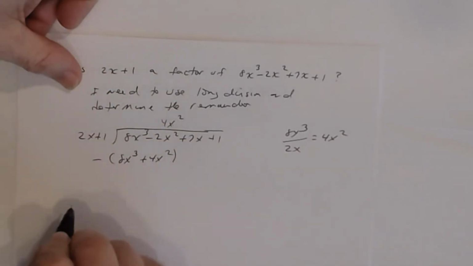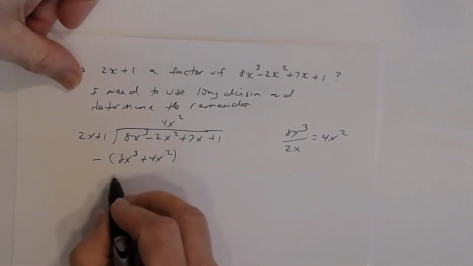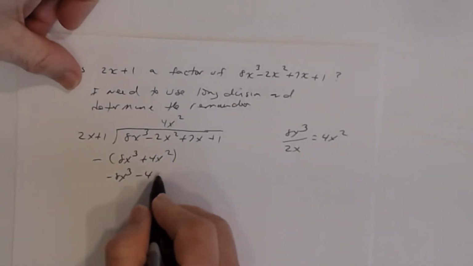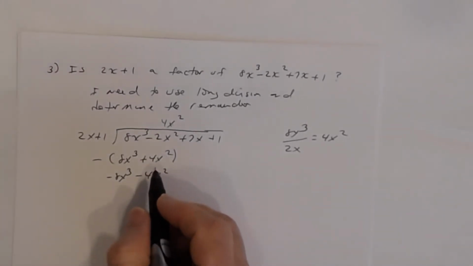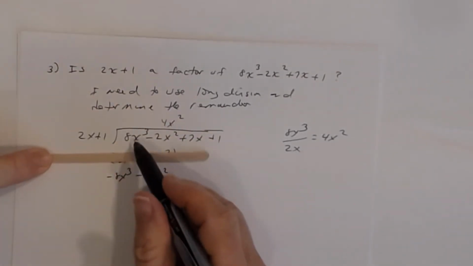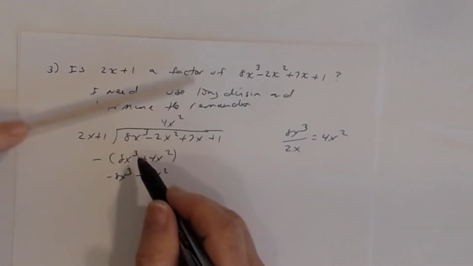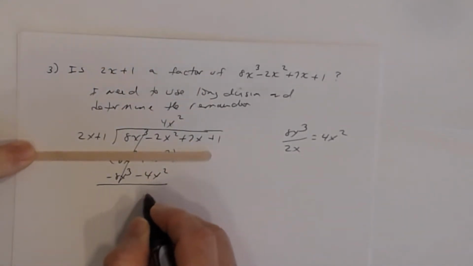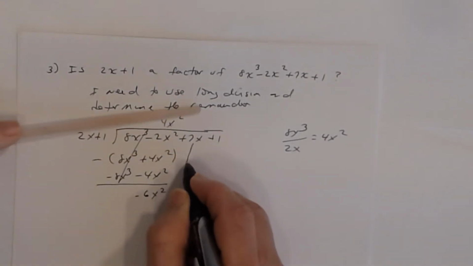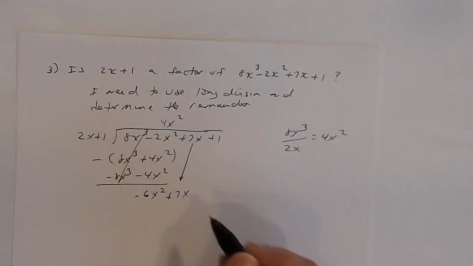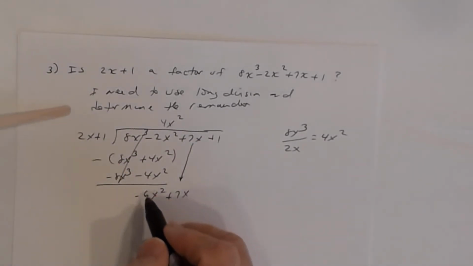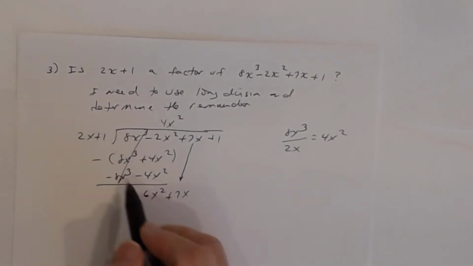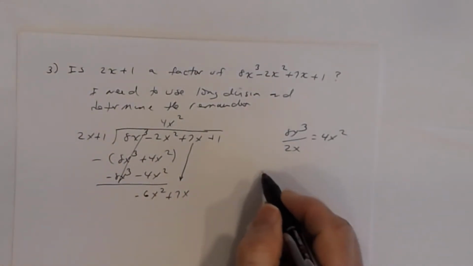Then you're going to subtract. The opposite of 8x cubed is a negative 8x cubed. The opposite of a positive 4x squared is a negative 4x squared. And then you're going to add. 8x cubed and a negative 8x cubed is 0. A negative 2x squared and a negative 4x squared is a negative 6x squared. And then you bring down the next term and do the process all over again. First into first. Now notice the degree here is 2 and the degree of the divisor is 1, so you can keep on going.